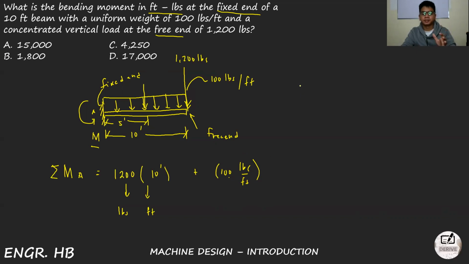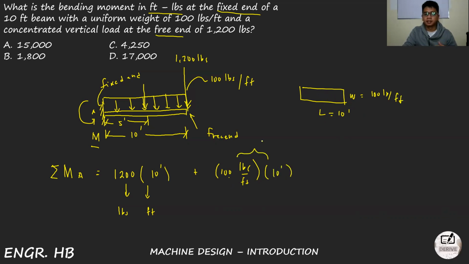And since this is a rectangle, this is an area of length times width. So kung ito yung rectangle mo, ito yung width, ito yung length mo, we all know that the width is 100 pounds per feet and your length is 10 feet. So area lang yan, W times L. So this will be 100 times 10 feet. So meron ka ng equivalent single load or concentrated load. So this will become, cancel yung feet, so may pounds ka na.